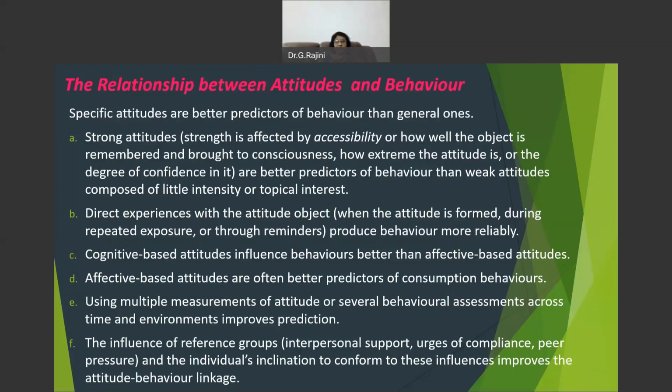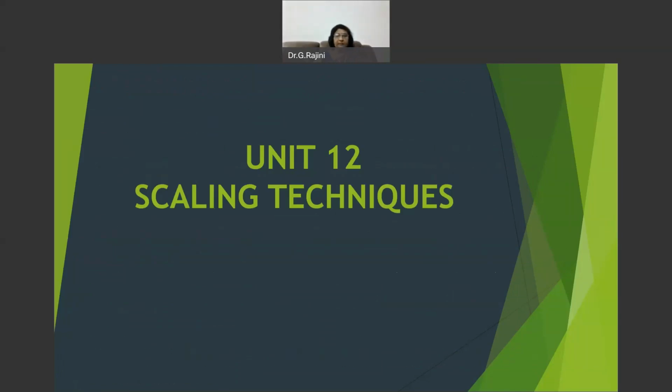The influence of the reference group and the individual's inclination to conform to these influences actually improves the attitude behavior linkage. For this we need to have interpersonal support, urge of compliance, and sometimes there may be peer pressure. So attitude actually changes. The attitude of an individual changes when it comes to exhibition of behavior in future based on the reference group's influence.